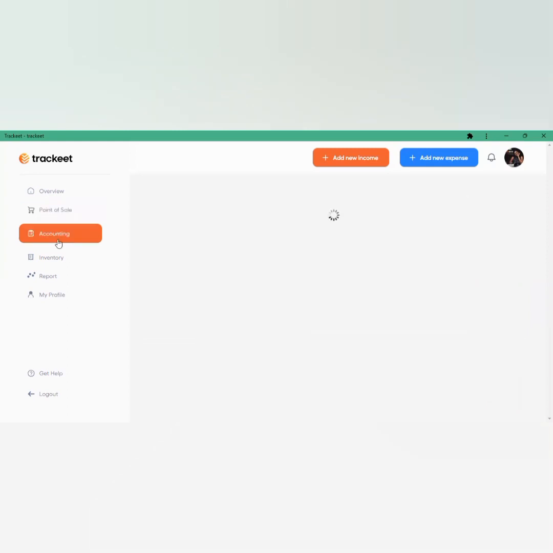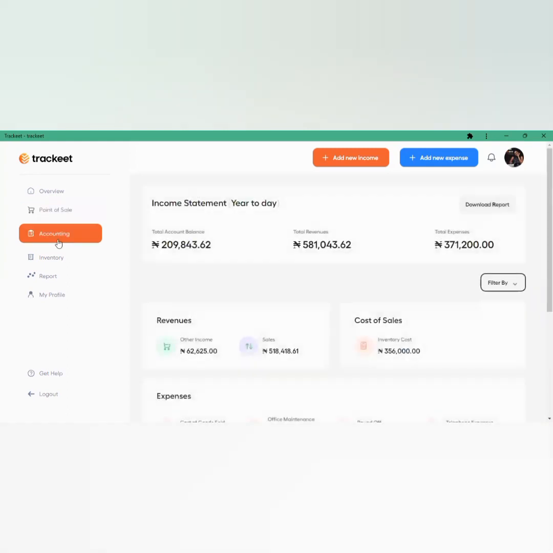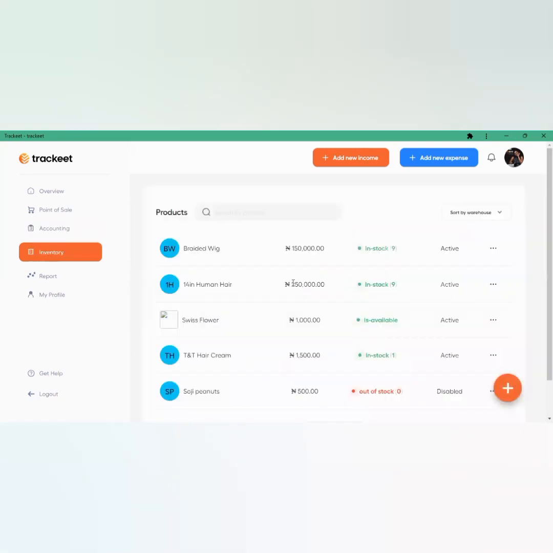We're going to look at now our accounting module. The accounting module shows us the total expenses and the total cost of goods sold income. This way, you are able to know your total cost of goods sold and also your expenses for that particular goods sold. The next thing we're going to be looking at in this particular transaction is our inventory. The product we sold was braided wig. We brought in 10 pieces of braided wig and also 10 pieces of human hair.